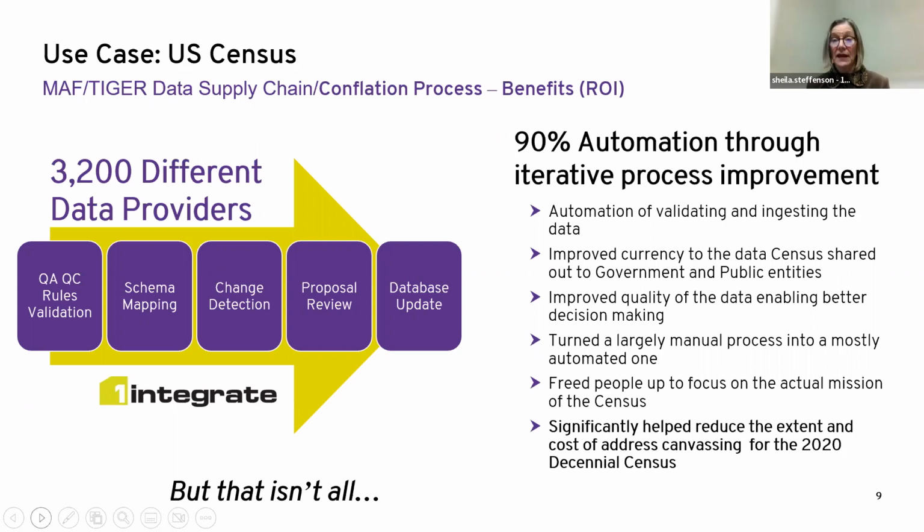address canvassing that they had to do for the 2020 census. And I've had discussions with them, and they're looking at more ways to automate more things so that for the 2030 decennial census, they may not have to send anybody out into the field, which I just think would be phenomenal. Because when you think about it, think about what happened in the 2020 census.